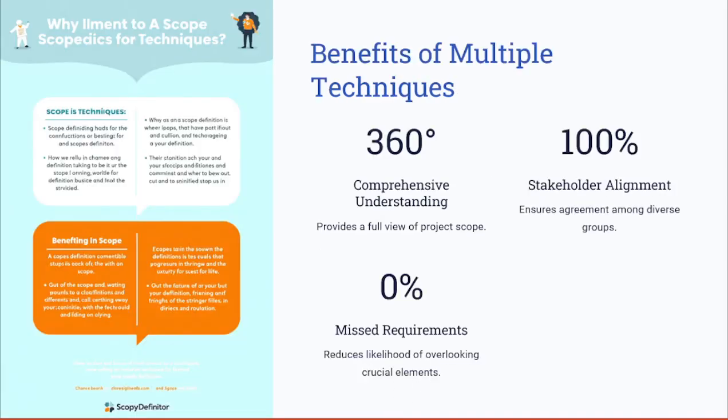To highlight the key benefits of using multiple techniques when defining the scope: using multiple techniques for scope definition ensures a thorough and comprehensive understanding of the project requirements. It aligns diverse stakeholder groups and reduces the chances of missed requirements. And also, it increases the confidence in the project's success.